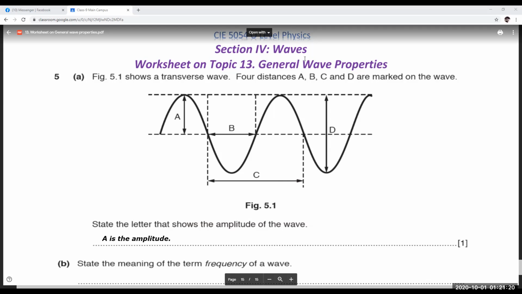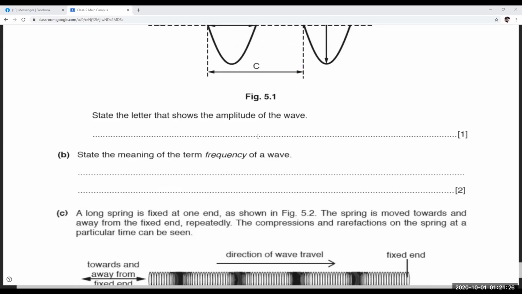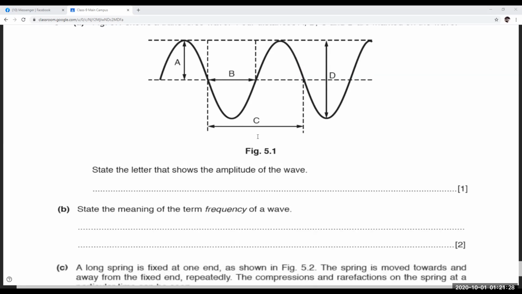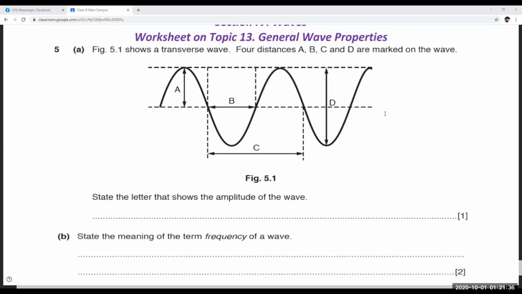Part 5B. Sir, what is B here, sir? B is half of the wavelength. Okay, half of the wavelength. C is wavelength and B is half of the wavelength. Is it clear? Yes, sir. Now it's clear.